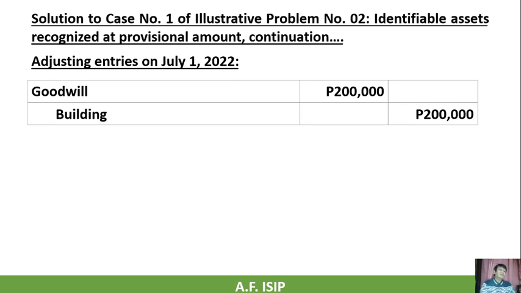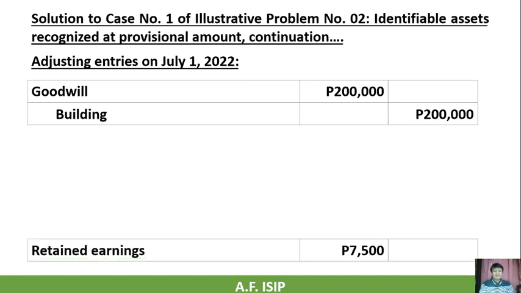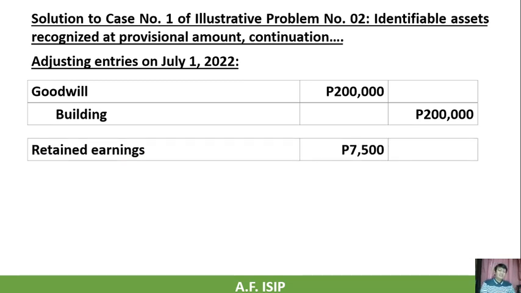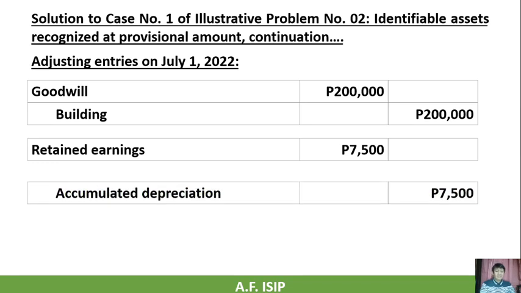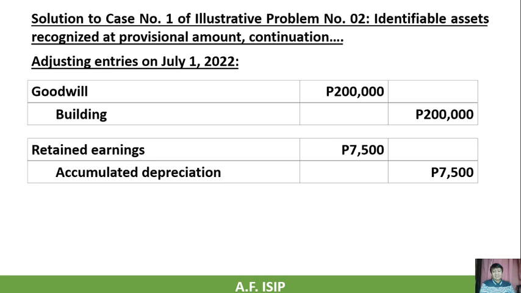The provisional amount that we provided for the building is 700,000. But in reality, in accordance with the valuation report, the value of the building is only 500,000 pesos. That is why we will reduce the building by 200,000 pesos. Also, we will make an entry to recognize the depreciation expense of 7,500 as we computed in the previous slide, but our debit is retained earnings 7,500 pesos and credit accumulated depreciation of 7,500 pesos.